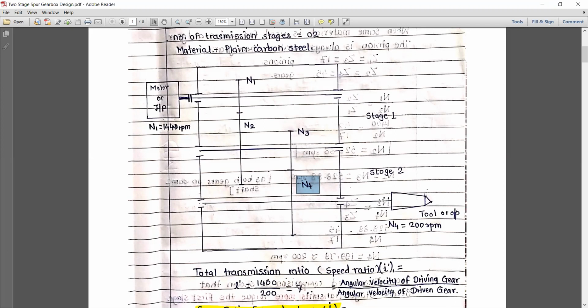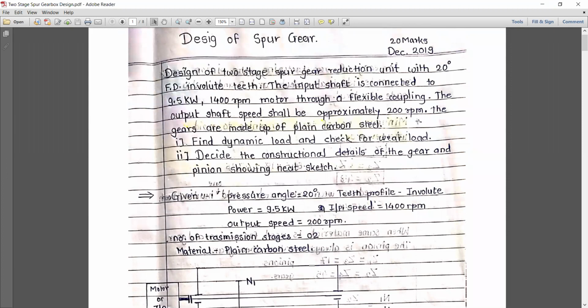Now here we are designing this gearbox in two stages. Let's see how, by taking a simple example. The design of a two-stage spur gear reduction unit with 20-degree full depth involute teeth. The input shaft is connected to a 9 kilowatt, 1400 rpm motor through a flexible coupling. The output shaft speed shall be approximately 200 rpm. The gears are made of plain carbon steel.